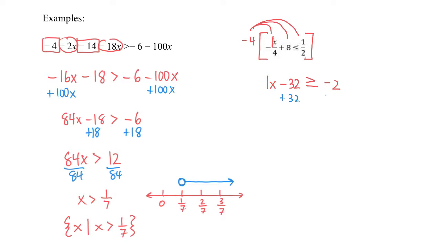Okay, let me finish this off. Add 32 to both sides. And I get 1x, or just x. 1x and regular x are the same thing, greater than or equal to 30. Set notation: all x's such that x is greater than or equal to 30. And then number line.